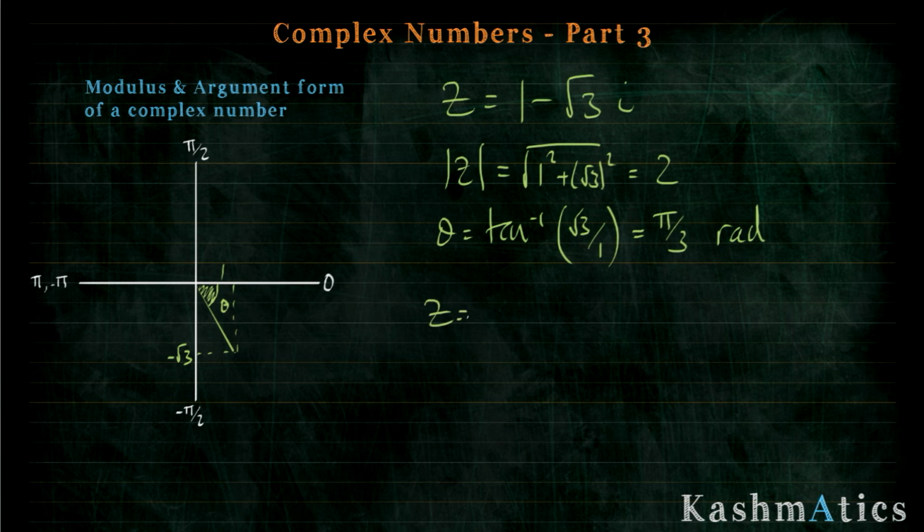Therefore, Z can be expressed as, remember it's the modulus first, so it would be 2 cos pi over 3 plus, it would be minus pi over 3 because we're going the other way, plus i sine minus pi over 3.